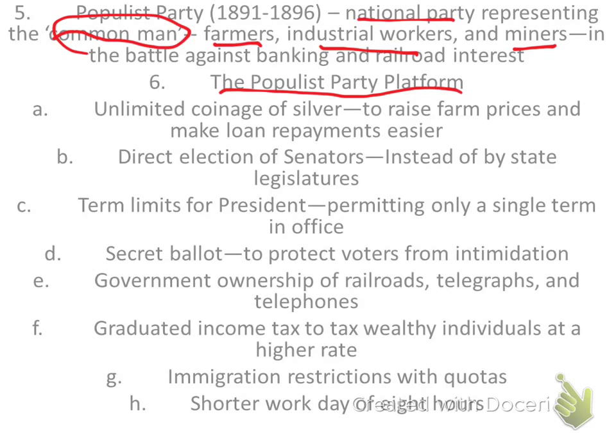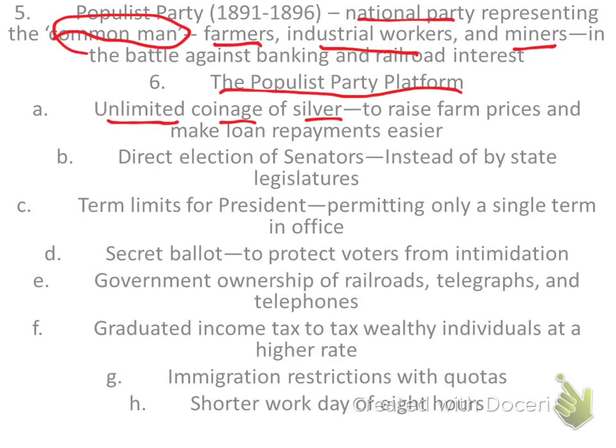Anyway, we're looking at 8 items here that are part of the platform, of which 7 of them eventually become law, either through the legislative process or through the amendment process. And we're going to walk through them a little bit, kind of quickly. The only one that is not adopted is the first one, unlimited coinage of silver.